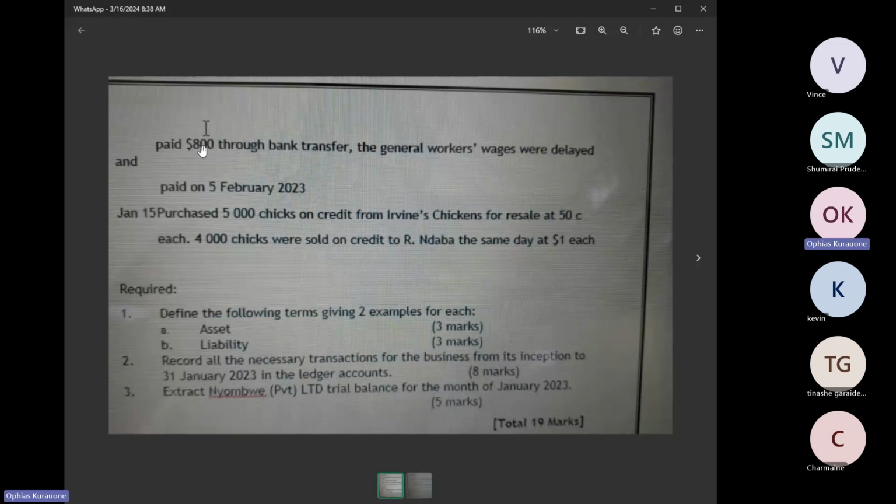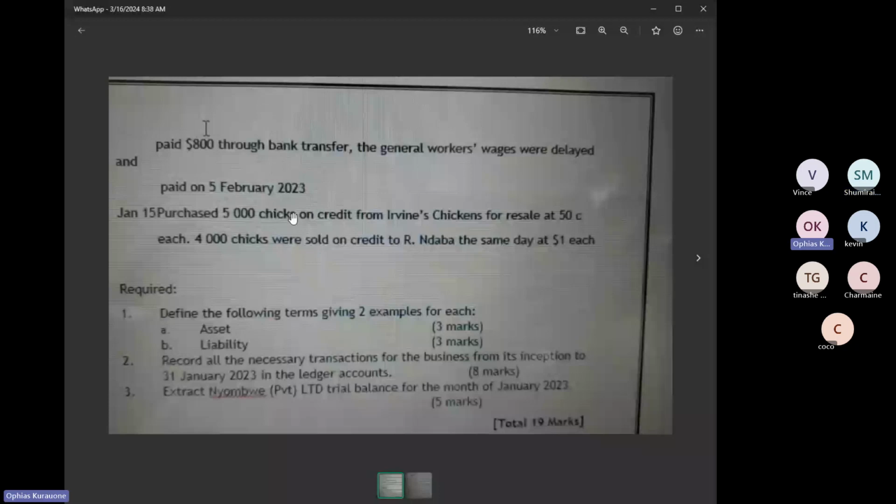That's the double entry system, because the bank is giving the wages account. Purchase 5,000 chicks on credit from Ivan's Chicken for resale at 50 cents each. So 50 cents times 5,000 is $2,500. Don't record 5,000 chicks in an account. We use what we call the monetary value, the money measuring system. So it's 5,000 times 50 cents, which is $2,500. So it was on credit.